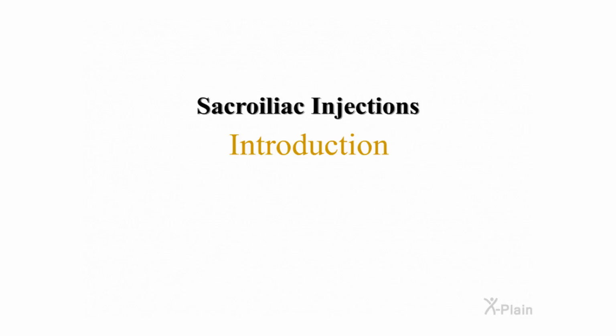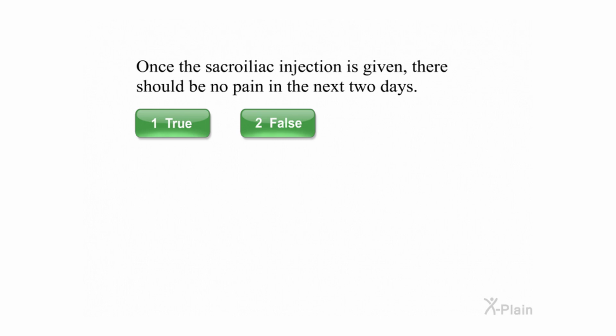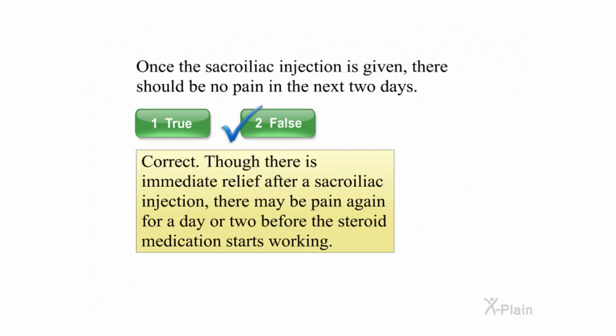Sacroiliac Injections. Introduction. Once a sacroiliac injection is given, there should be no pain in the next 2 days. Select true or false. Correct. Though there is immediate relief after a sacroiliac injection, there may be pain again for a day or two before the steroid medication starts working.